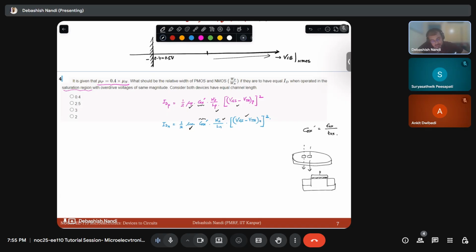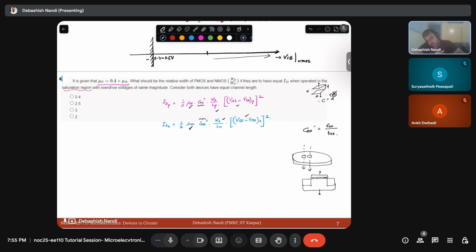So that is why I will keep my Cox' same. Always remember that this Cox' does not depend upon the length and the width. It is normalized to the area. Otherwise, what is the capacitance for a parallel plate? If the area is A, distance is D, dielectric is epsilon, what is the capacitance? Epsilon A by D, right? But what we are taking here, we are removing the A. That means it is normalized.